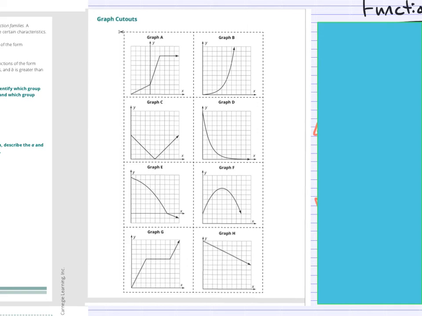Now graph F starts off right here on the left. It starts off increasing, then we have our absolute maximum point, and then it goes to decreasing. Graph G starts off on the left. It is increasing, then constant, then increasing again. And graph H starts off decreasing only. It is only decreasing from left to right. So again, graph B is increasing only. Graph D is decreasing only. Graph H is decreasing only.